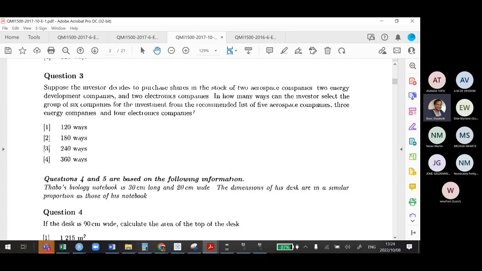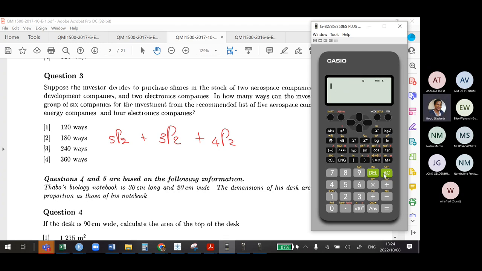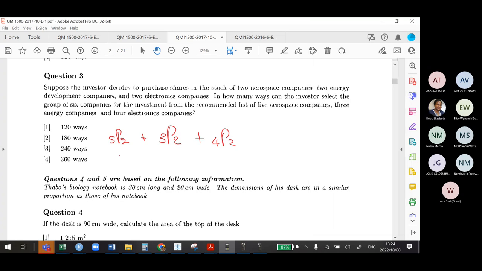So we need to calculate five. Permutation is P. 5P2 plus there are three. And there are four. Let's see how many ways we can. So you say five shift times 2 equals 20. Probably even you don't need the plus, it's a multiplication because it might be a multiplication.